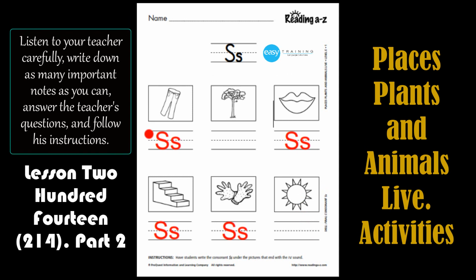Here we are. Pants finish in S sound. Lips finish in S sound. Stairs end in S sound. And gloves end in S sound. But tree does not, and sun does not. Got it? Really easy, right? Now let's turn to the next activity.